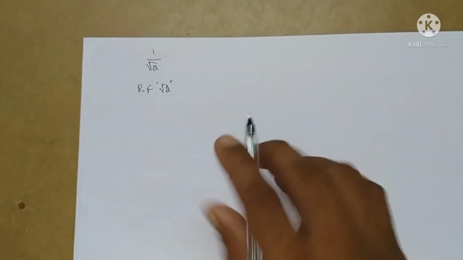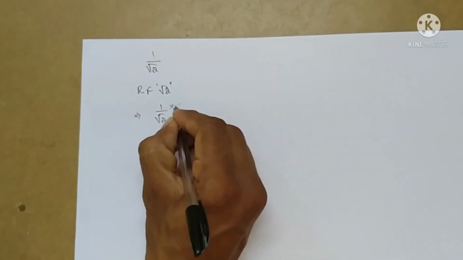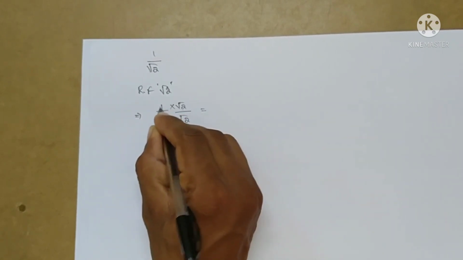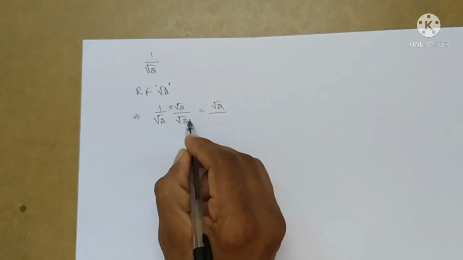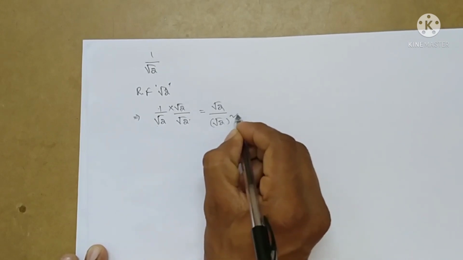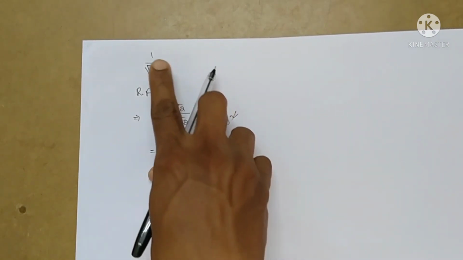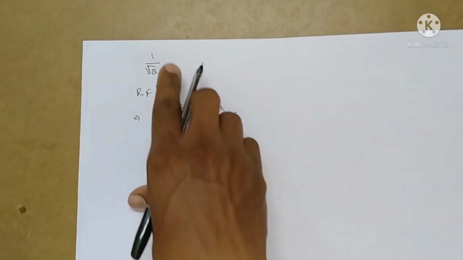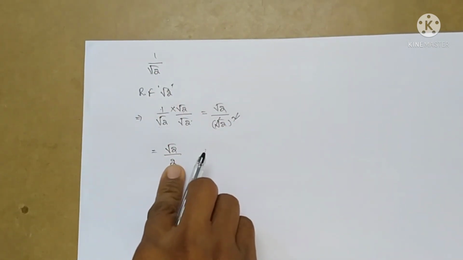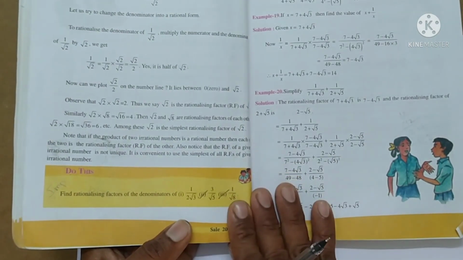So that is equals to 1 by root 2 into root 2 divided by root 2. So that is equals to root 2 into 1 is root 2. Root 2 into root 2 is root 2 whole square, right? Square root cancel, result is root 2 by 2. Here the denominator is rationalized, right? Here it was an irrational form, and now it is a rational form. This is the way we can change the denominator from irrational form to rational form.